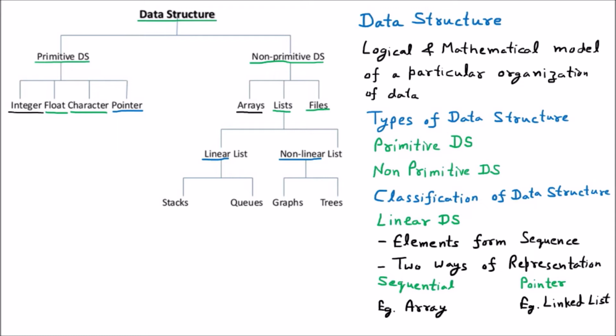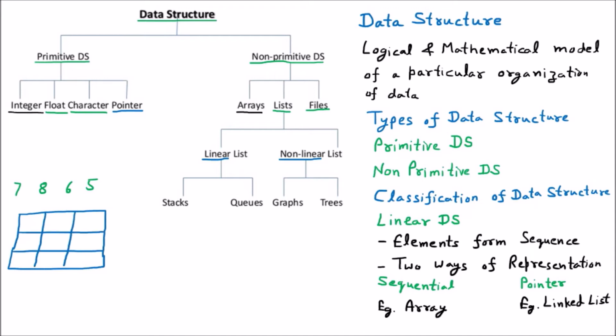First I am giving you the example of array. Let us suppose that we have the elements 7, 8, 6, 5. So these are the four elements. Now assumingly we have the memory. Let us suppose that this is the memory. In this memory there are certain blocks, and all the blocks are empty. I am assuming all the memory is free. Now I want to store this data 7, 8, 6, 5.